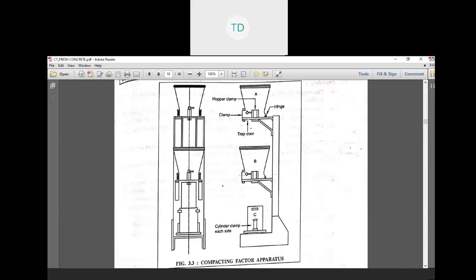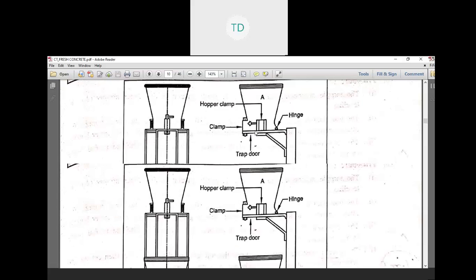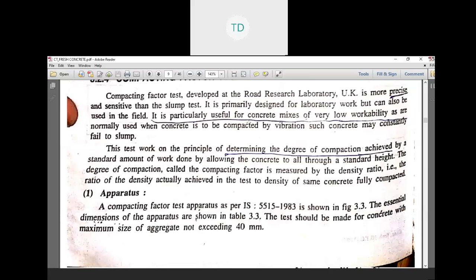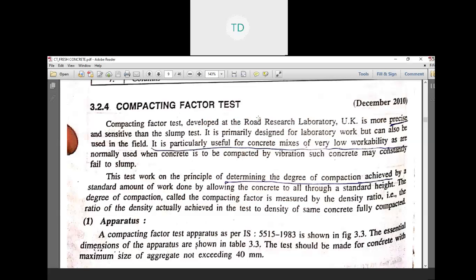Let us discuss the test. We are discussing the overview here, and the rest of the part and the performance of the test we are going to learn from the practical which we will send you after this session. Now, the compacting factor test, developed at the Road Research Laboratory, UK, is more precise and sensitive than the slump test. It is primarily designed for laboratory work but can also be used in the field.